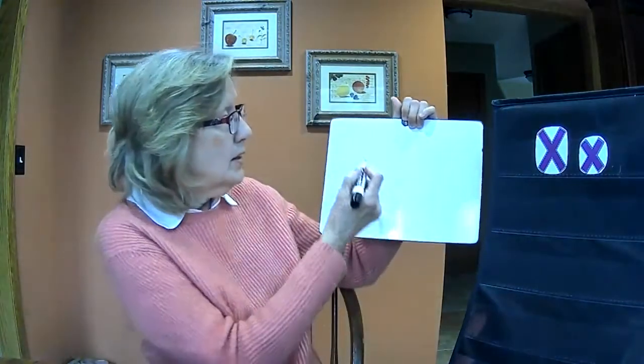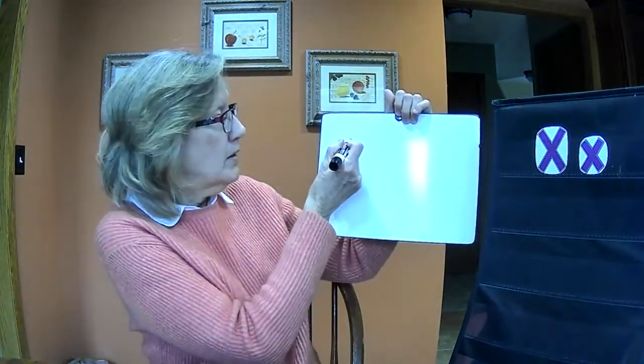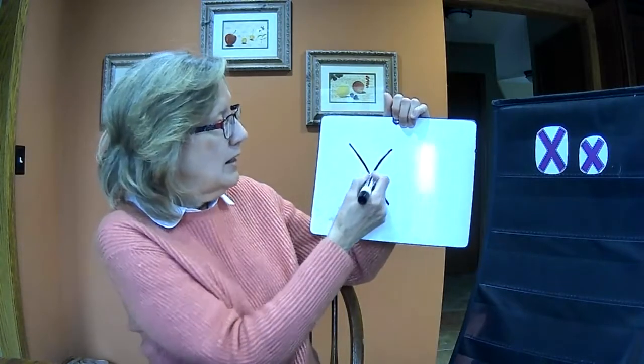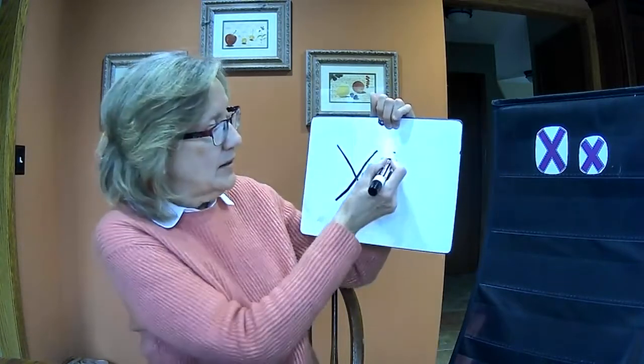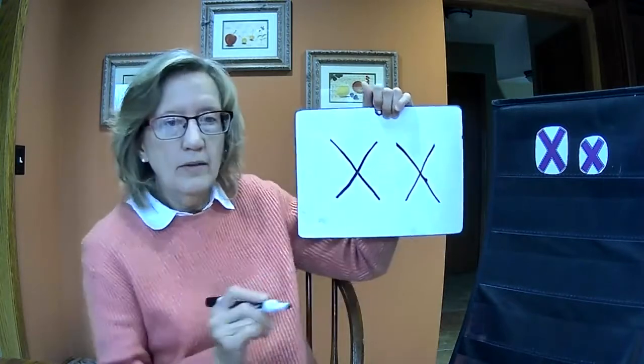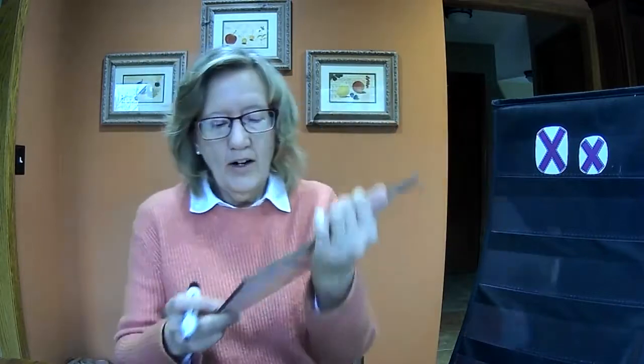All right, so remember, all the time we start at the top with our letters. So I'm going to start at the top and I'm going to go down this way. Then I come over to the other side and go like that. And then I have an X. Whoops, X. There you go. Okay? All right. And then it's the same thing for a lowercase x. It's just smaller. All right?